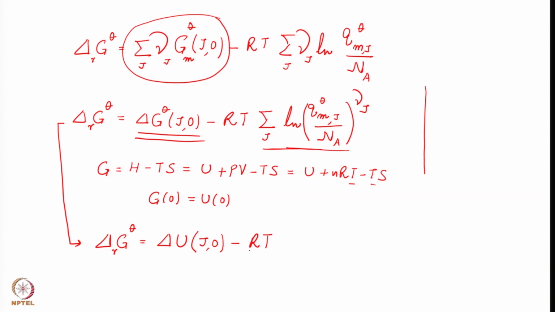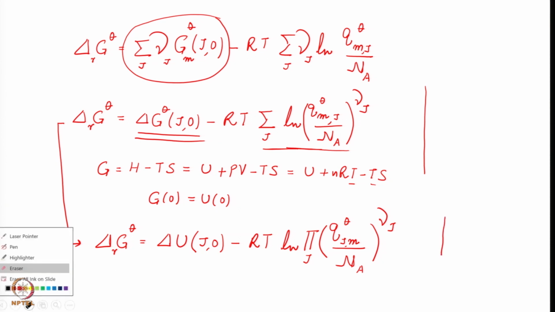That means this will be minus RT log product of QJM naught by NA raised to the power nu J. So M and J are getting interchanged, don't worry about that. So log of the product of all this is equal to log A plus log B plus log C, etc. So I have used that mathematical transformation. I hope by now it is clear how we got this expression.